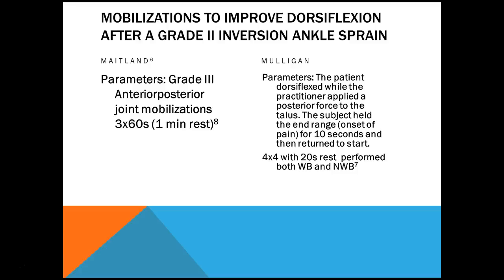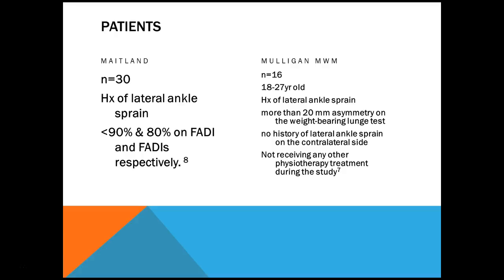For the Mulligans, they performed both weight-bearing, non-weight-bearing, and a control group, and the subjects went through the range of motion, held it for 10 seconds, and then returned to the start. And they performed 4 sets of 4 with 20 seconds of rest for both the weight-bearing and the non-weight-bearing, and the control group they just waited. There's also a control group in the Maitland's mobilization technique as well. So the patients in Maitland's, there was 30, both sets of patients had to have chronic ankle instability in both studies.